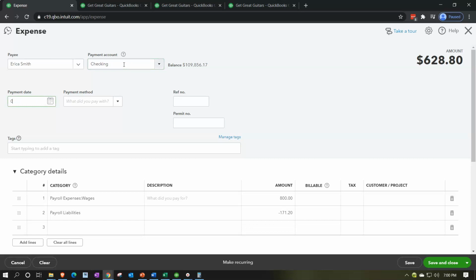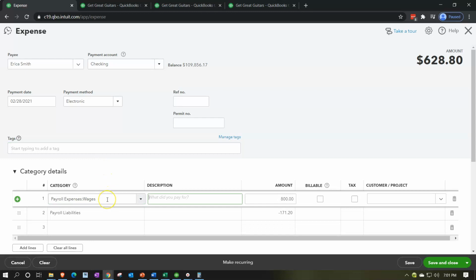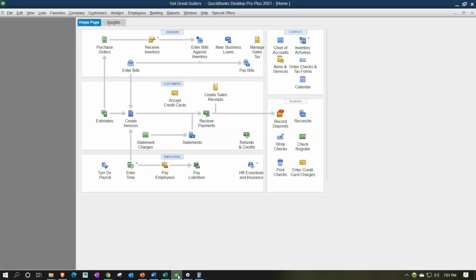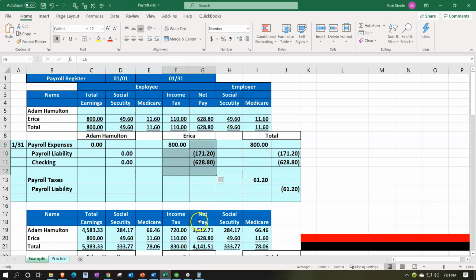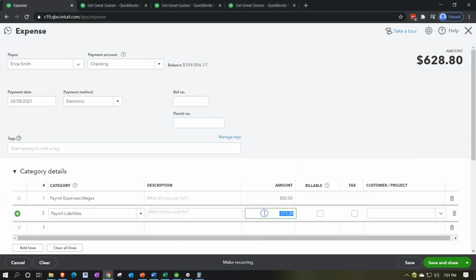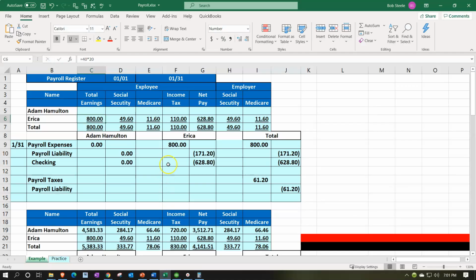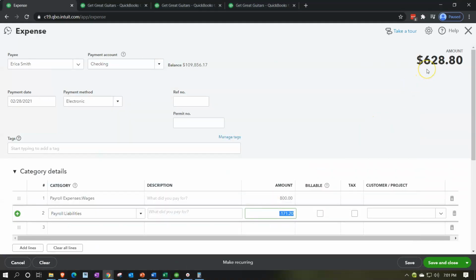So we're going to say this happens as 022821. And this is going to be, we're going to say electronic transfer. And then notice it's saving what happened last time. That's perfect for us because this is going to line up for exactly what we need. We have the $800. That $800 is going to be the expense. And let's go here. Is that right? 800 was the expense because that's the gross pay. And then we had the liabilities at the 171.20. So that's the 171.20 right there, which is going to be Social Security, Medicare, and the federal income tax, for the net check of the 628.80. So 628.80 is the net check.